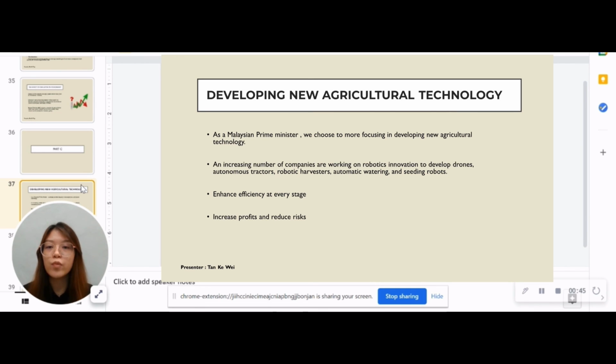So if we choose to develop new agricultural technology, it also increases the number of companies working on robotics innovation, such as drones, tractors, robotic harvesters, automatic watering systems, and seeding robots. This will help them enhance the efficiency of every stage of production, increase profit and reduce risk within their production teams. So this will also make our country and production companies gain more profit on their production and reduce risks on imports.